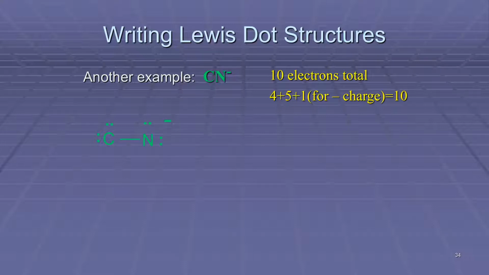So the first thing I'm going to do is make the bond between the C and N, which uses up 2. So I have 8 more. And then in this case, I gave 4 more to carbon and 4 more to nitrogen, and that uses up all my 10 electrons. Well, as you can see, neither of them are happy because they only have 6 electrons. So I'm going to take 2 from carbon and share them with nitrogen.